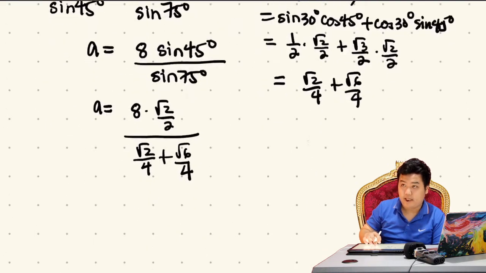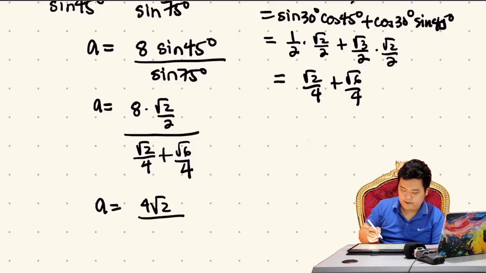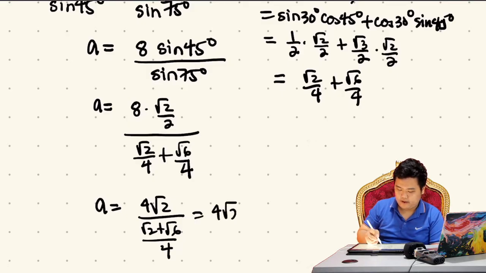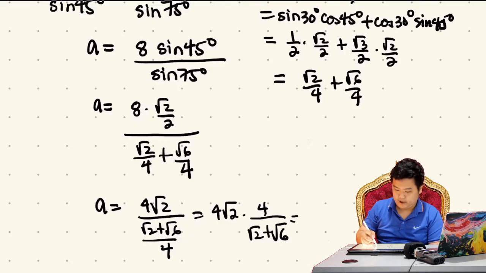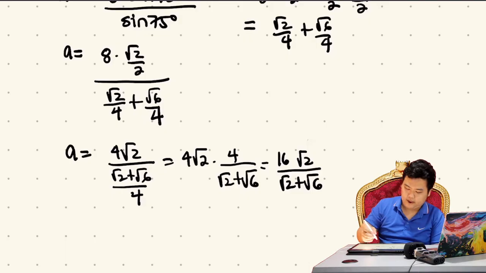Okay, so that is our A. A is 4 square root of 2, kasi cancel, magiging 4. Yung ilalim, square root of 2 plus square root of 6 over 4, which is times 4 over square root of 2 plus square root of 6, which is 16 square root of 2 over square root of 2 plus square root of 6. Okay, so this is our A.